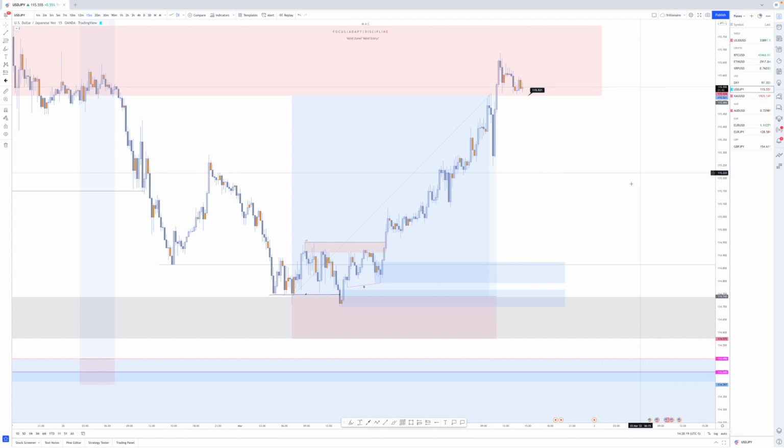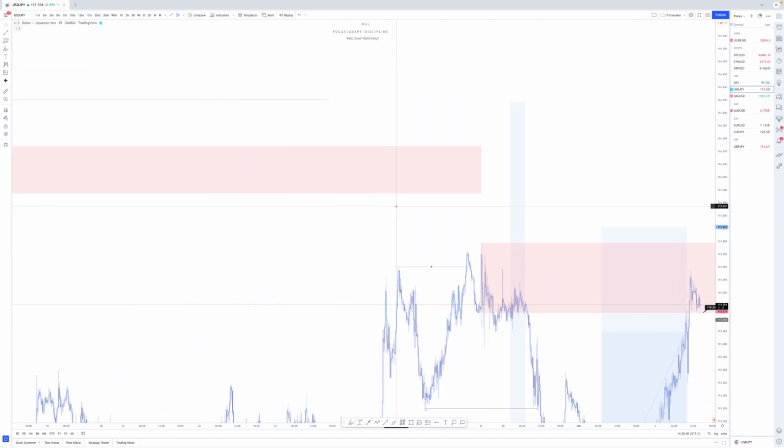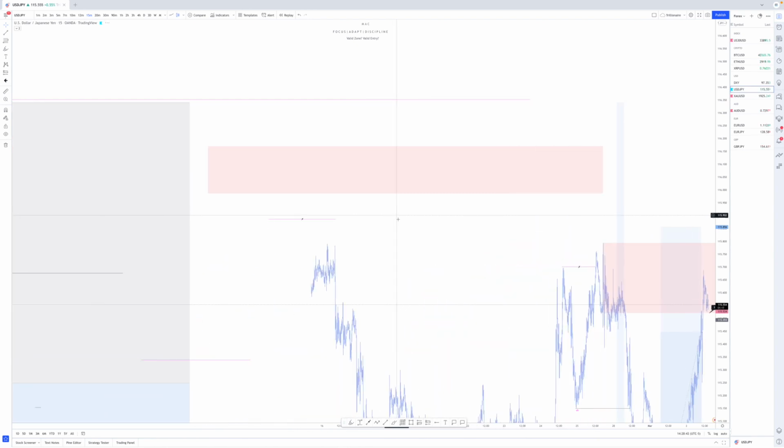I mean, why not? So in this area here, we can see that price tags us into this demand region right here. We entered the market here. We risked about 16.5 pips. This is a higher time frame trade. We have hit our first target, being this supply zone here. But I'm actually looking to take profit at the higher time frame H4 highs, which we'll go over in a second.